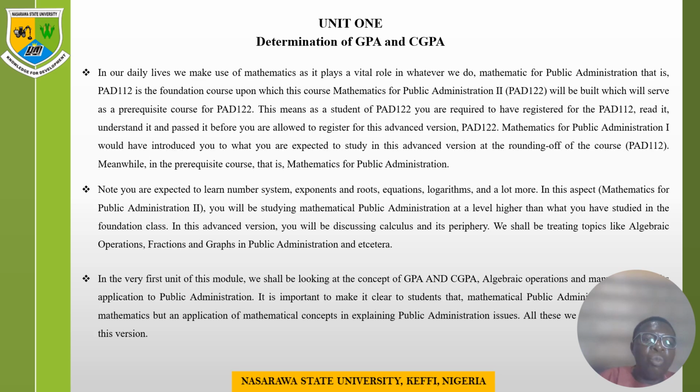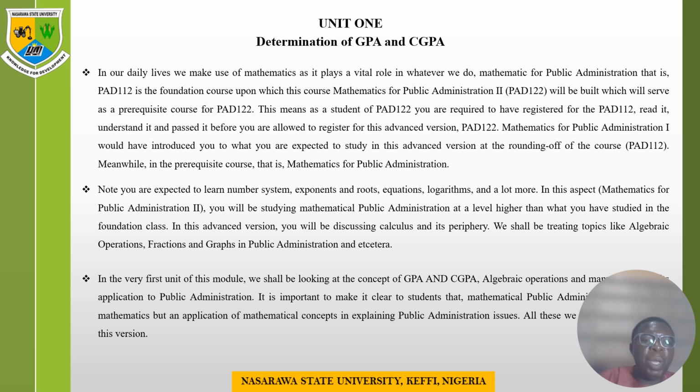Unit 1 is the determination of GPA and CGPA. If you remember, in our daily lives, we make use of mathematics as it plays a vital role in whatever we do. And mathematics for public administration is not an exception. It helps in our day-to-day administrative decision-making principles. So upon the completion of this course, you will be able to get the requisite knowledge in the applications of mathematics to decision making.